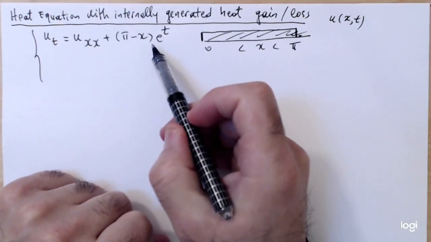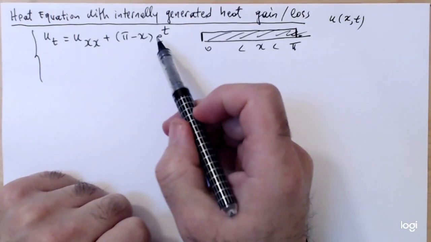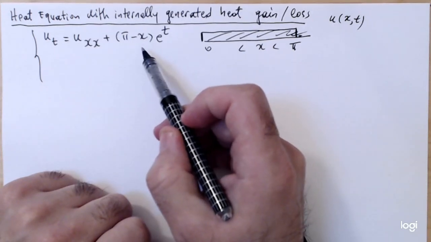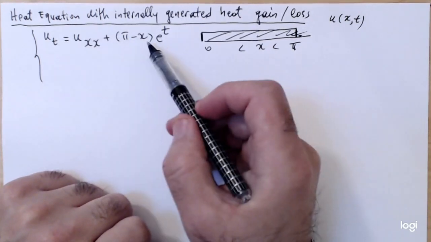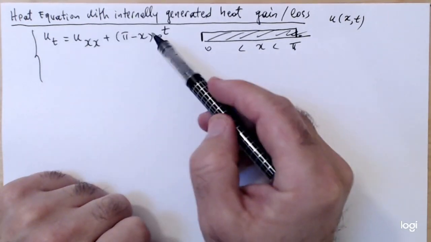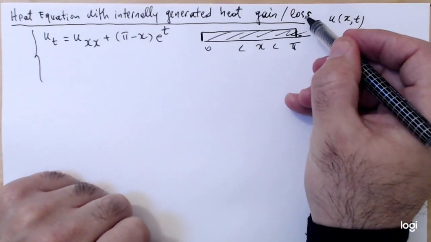So what makes it different than the previous examples of non-homogeneous equations we solved is the presence of something that depends on T rather than X only. So this example, we can call it, as I mentioned here in the title, a heat equation with internally generated heat, gain or loss, because this could be a possible interpretation of this term.